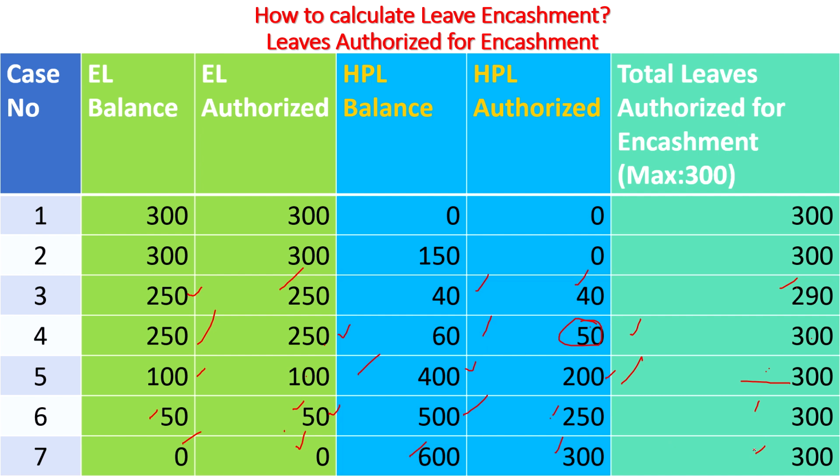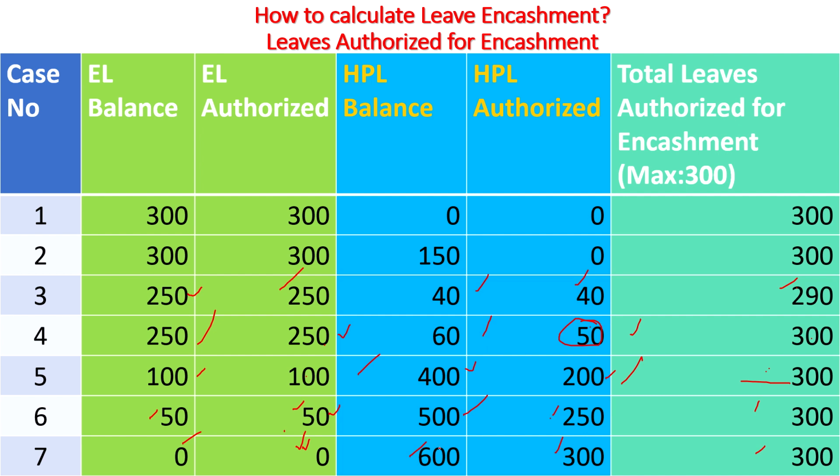Here one point you should understand: you may ask whether I can commute the HPL. In the last, 7th case, only 0 ELs are there and I am having more than 300, that is 600 HPLs. Can I commute it and make that 600 into 300 EL and get the full amount? No, it is not possible in this case. That you should understand.